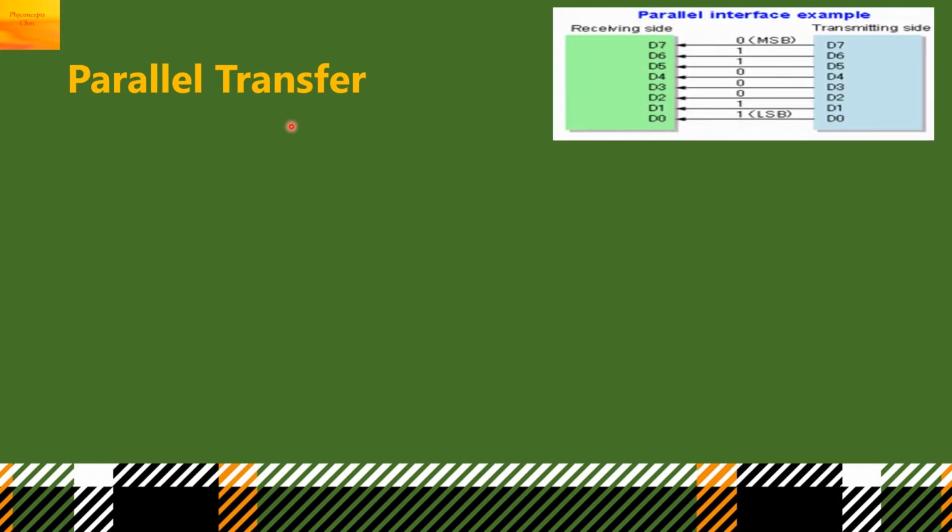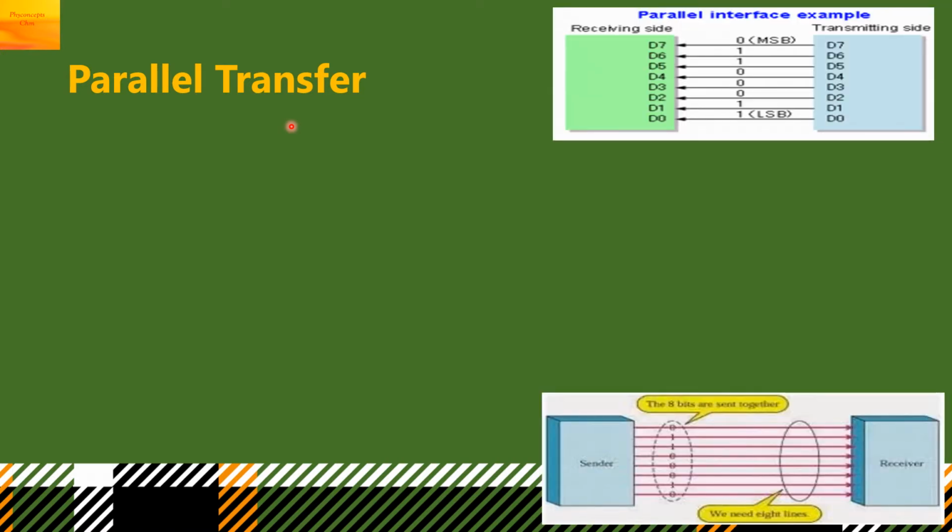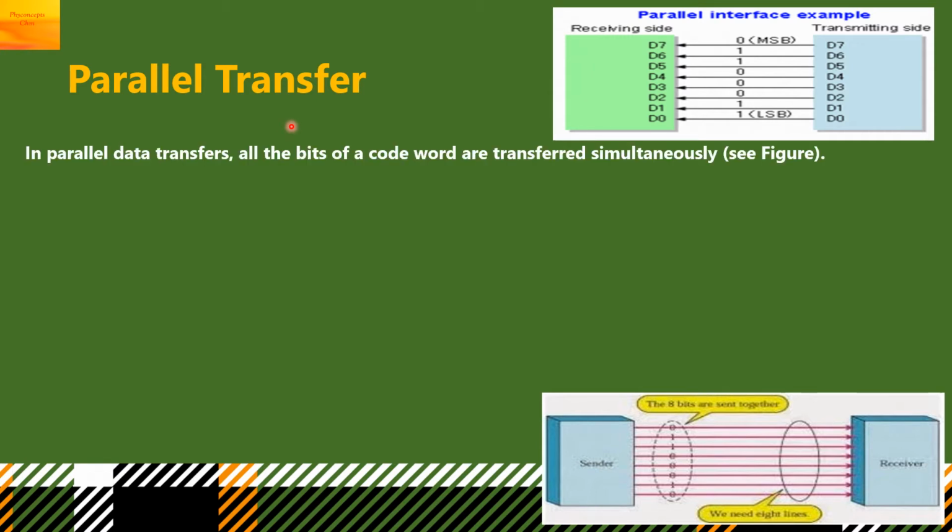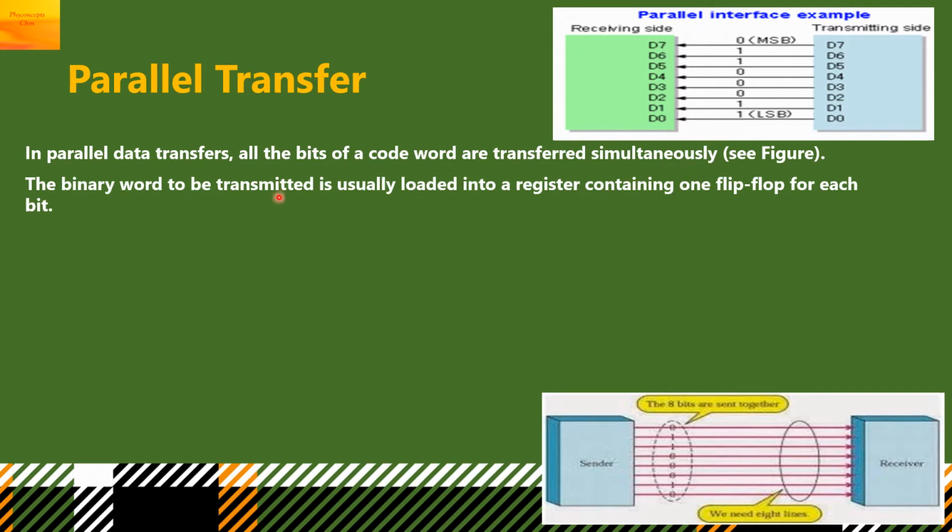Parallel transfer. The diagrams show the parallel transfer of the bits. Here, all the bits of a code word are transferred simultaneously as shown in the figure. The binary word to be transmitted is usually loaded into a register containing one flip-flop for each bit.